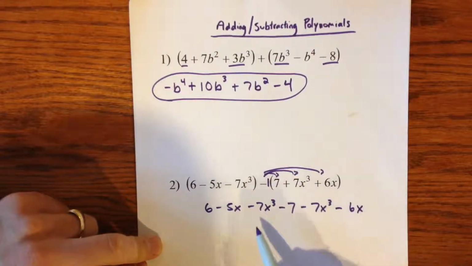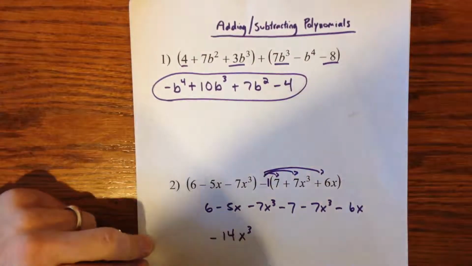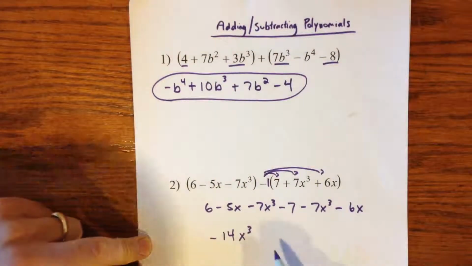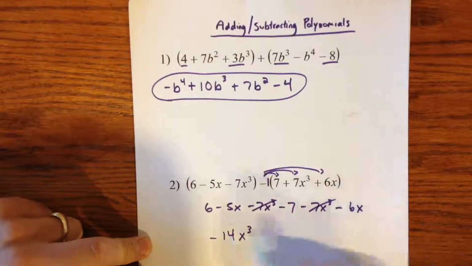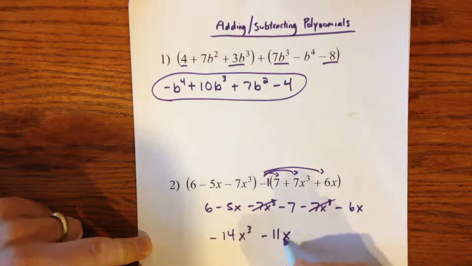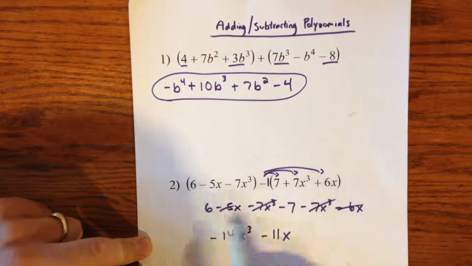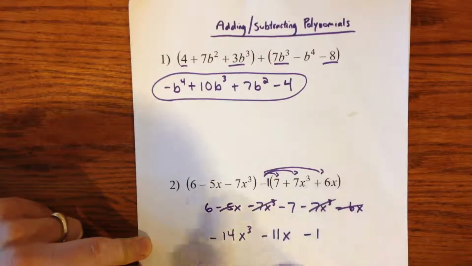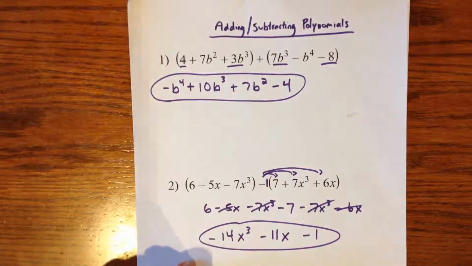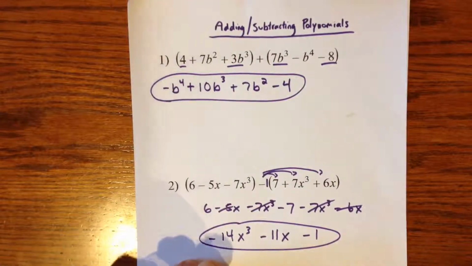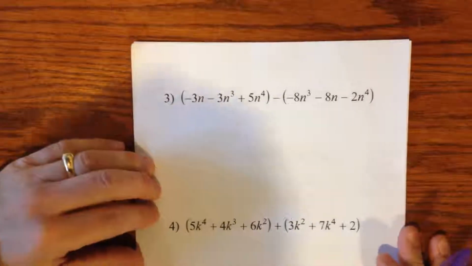So it looks like I have negative 14x cubed. So I put those two together. Then I have a negative 6 and a negative 5, so that's negative 11x. And I have 6 minus 7, which is negative 1. So not that much different than you've seen previously. I'm going to do one more subtraction for you.